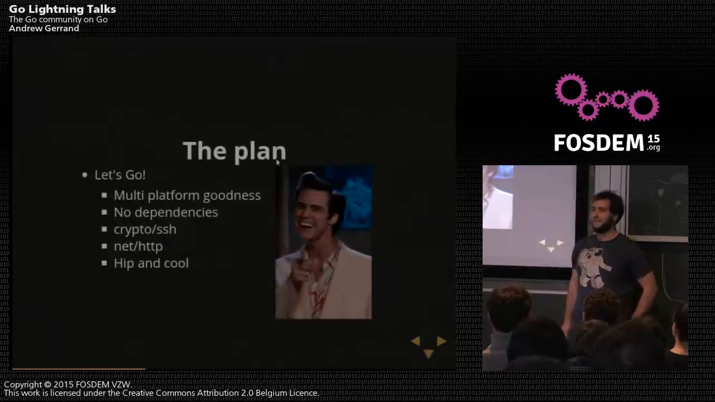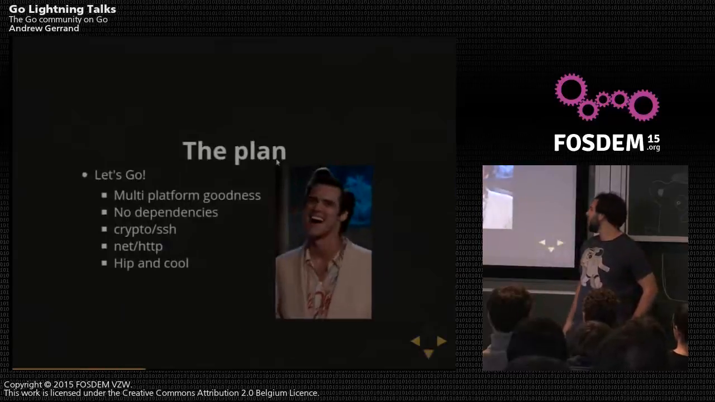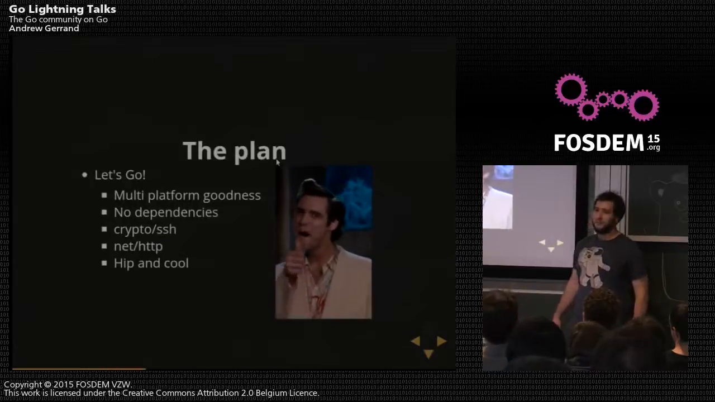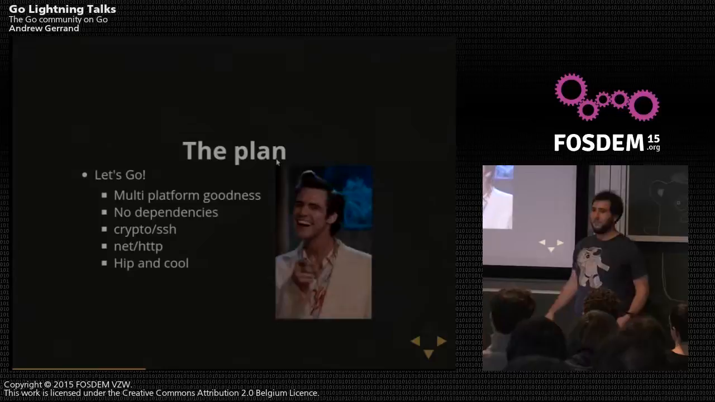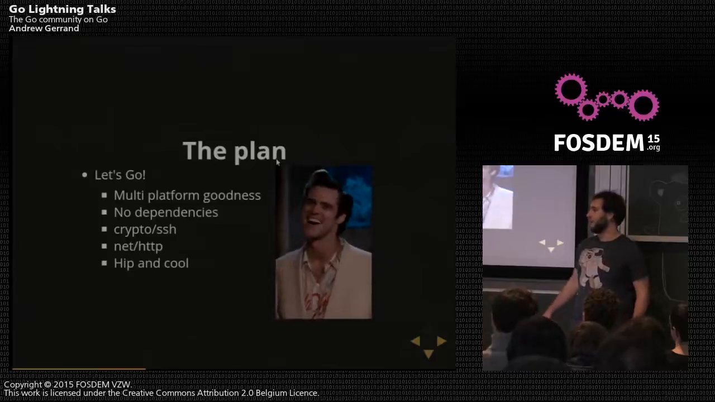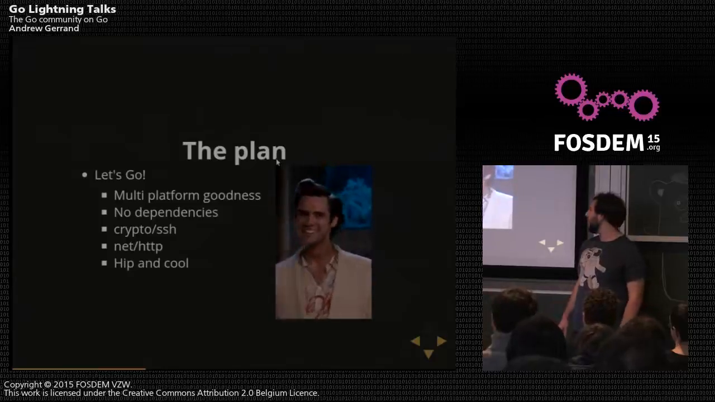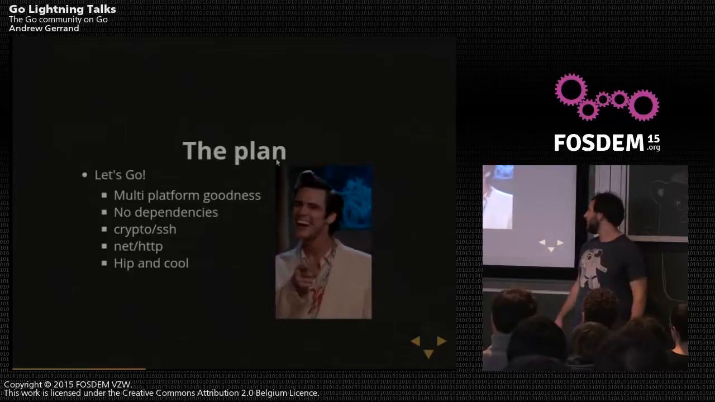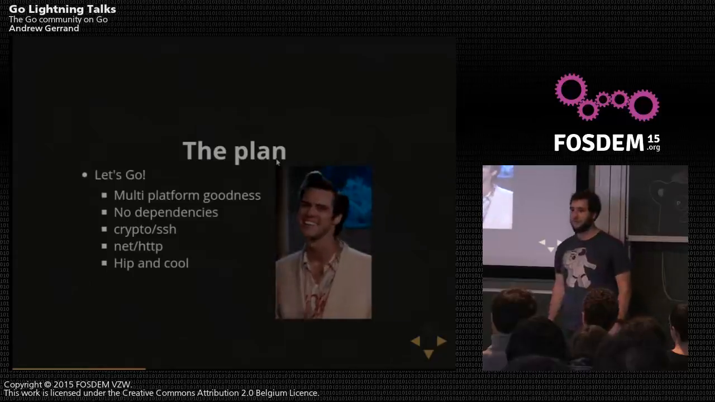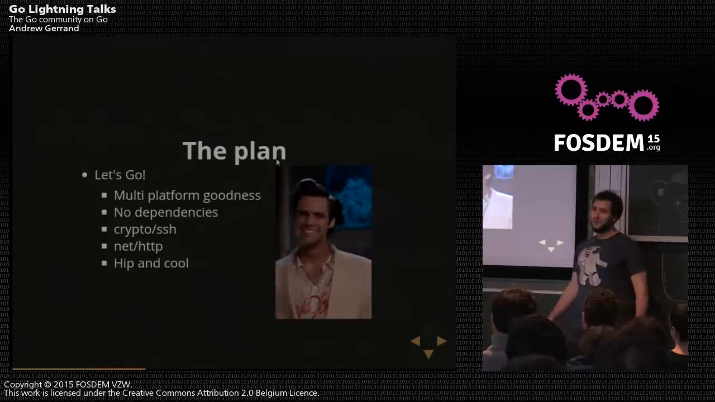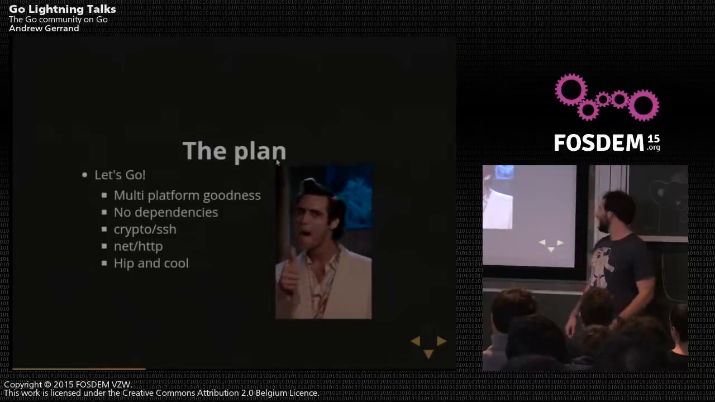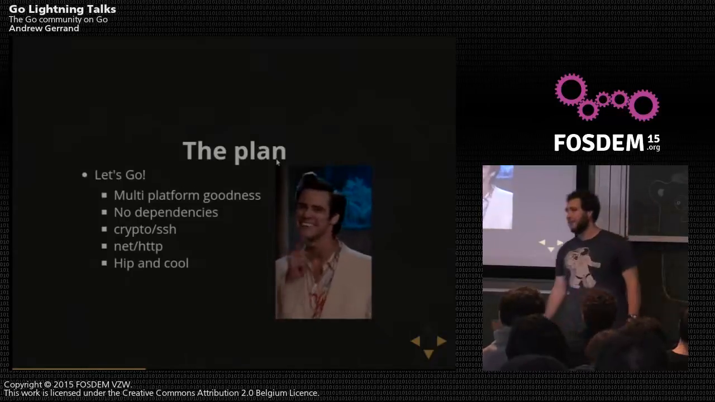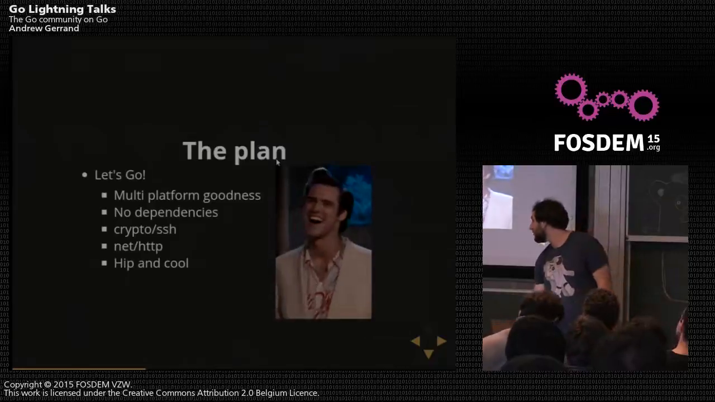So the plan, after some consideration: Go seems like an ideal tool. It has multi-platform support. It solves the dependency problem by just statically compiling everything. It has the crypto SSH library, which is awesome, and the net HTTP library, which is also very awesome. And it's hip and cool, so I didn't know what to use, and this is the thing that's most popular, like companies use, so why not?